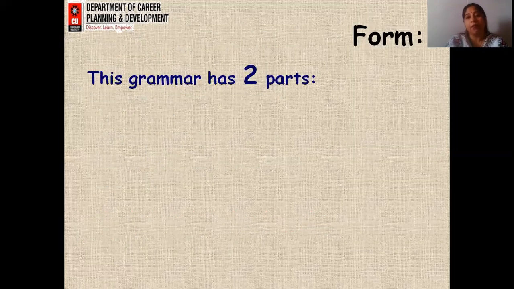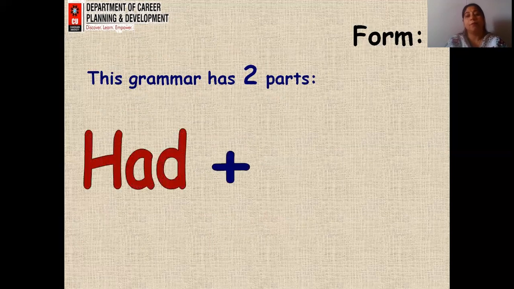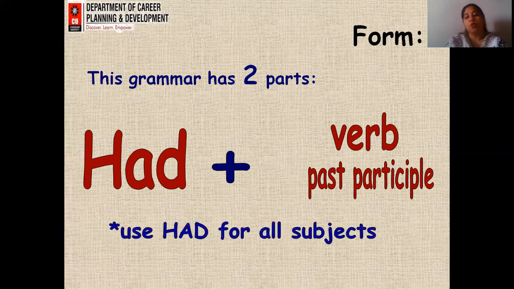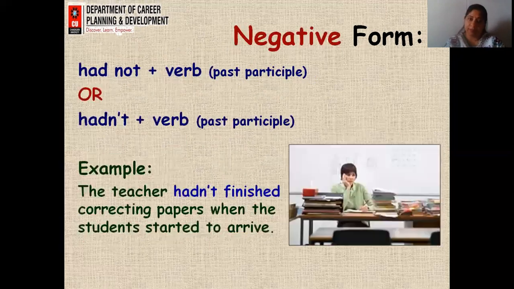Now in grammar, we have two parts: had plus verb past participle. This means the third form of the verb, which we use whenever we are talking of perfect tense, and had for past perfect tense. So use had for all subjects. It can be any subject, whether the verb is in first form, second form, or third form. We always have to use had when it comes to perfect tense.